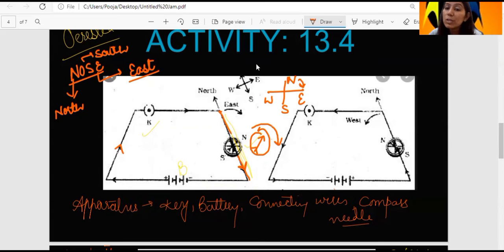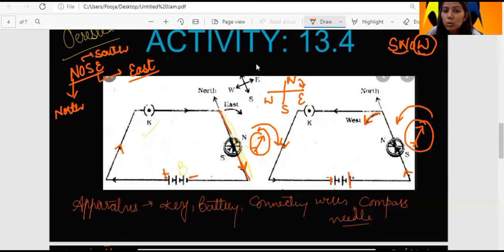Similarly, now if we change the battery, firstly we had the positive here and the negative here. Now we change the battery: the negative terminal is here and the positive terminal here. Now the current is passing from south to north. So we can say that the SNOW rule is applicable here. SNOW says that when the current is passing from south to north, the compass needle shows a deflection towards west. The west position is towards this side, so the compass needle shows the deflection towards the west side.